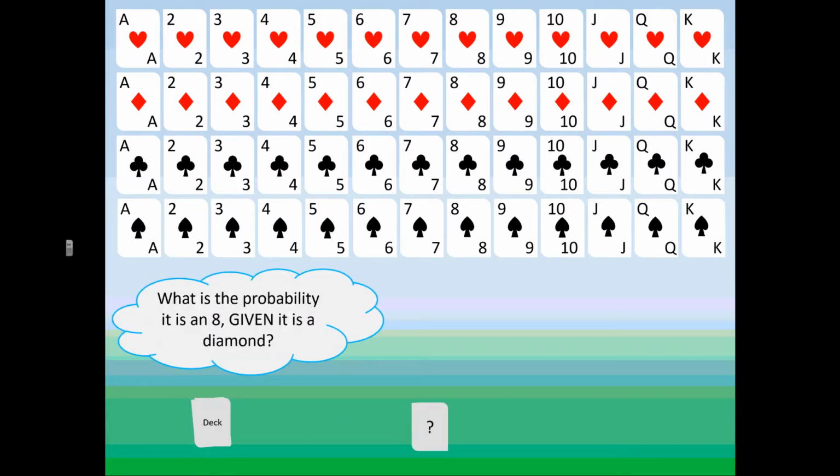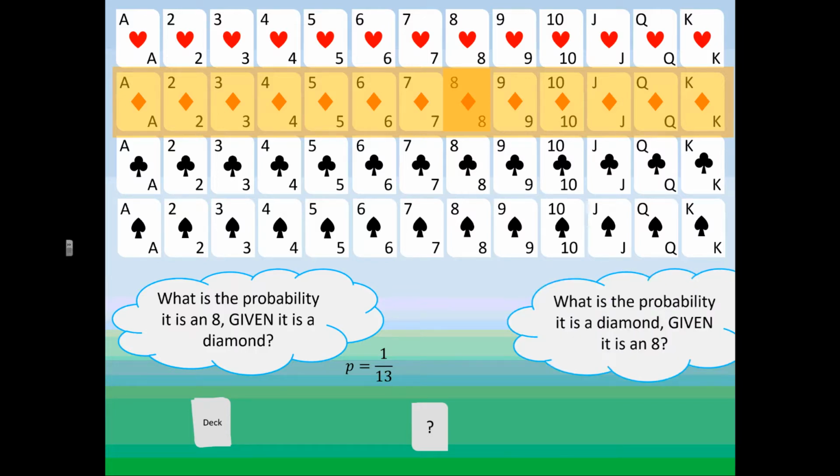After that, we took a look at what happens if we already have information. Like, what is the probability it is an 8 given we know it's already a diamond? So we've got all of these diamonds. What is the probability we pull an 8? 1 out of 13. Notice, in this case, none of the other cards matter. We don't care about the hearts or the clubs or the spades. All of those are absolutely useless to us because we are given it as a diamond. So our only field of vision is diamonds.